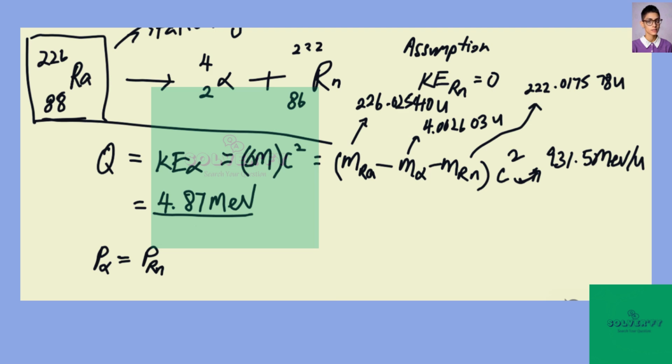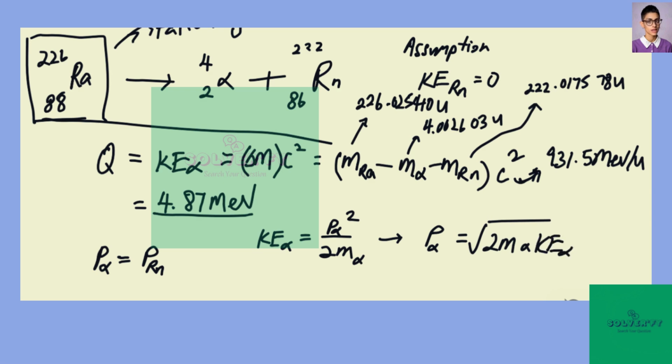From the energy that was calculated before, we are able to get the momentum of our alpha particle. We just equate this kinetic energy to p squared over 2m, so that the momentum of the alpha particle is equal to the square root of 2m KE. Now we have all the values that we need. We just have to substitute the various masses in. For the mass of the alpha particle, we already have it over here. Kinetic energy, we already have.